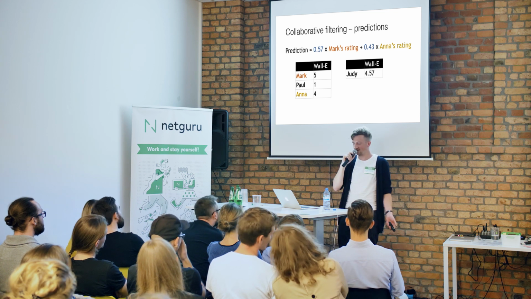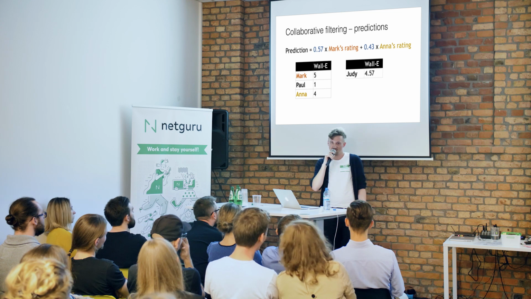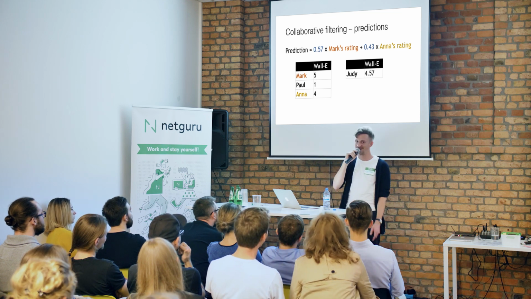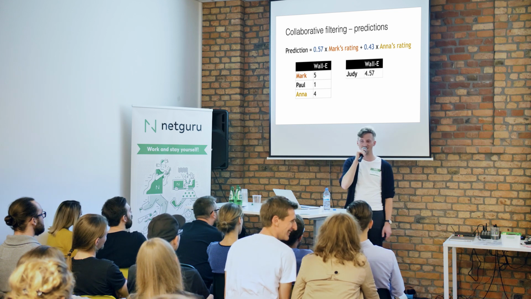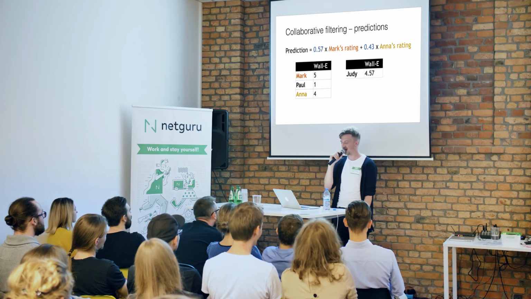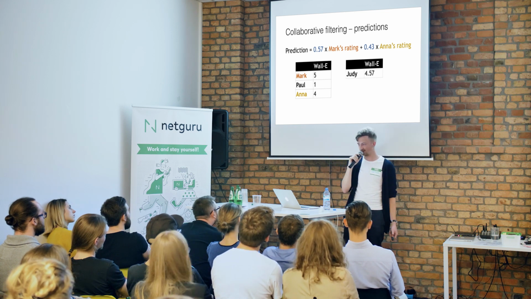So what can we do with such a value? We can say, hey Judy, there's a movie called WALL-E, which is most likely 91% your type. And yeah, that's pretty much it. This is like the whole idea about collaborative filtering. And this is the basis for many recommendation systems.